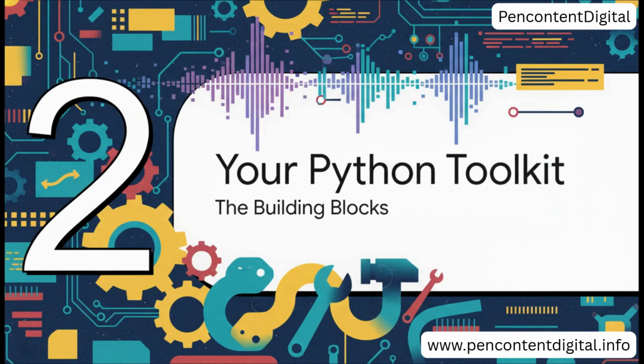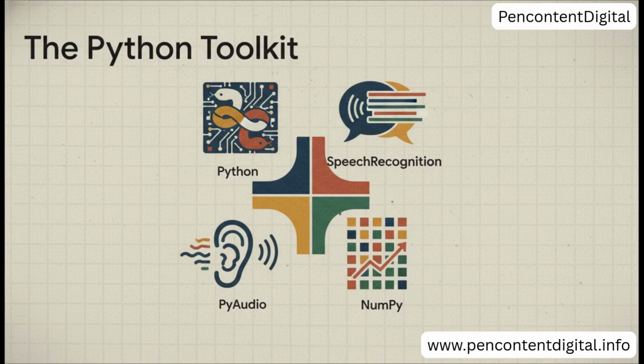Okay, so like any good construction project, you need the right tools. And for our digital assembly line, our toolkit is going to be built using Python. So let's take a look at the essential pieces we need to get this thing running. So, first up, you've got Python itself. That's kind of like the factory floor, the foundation for everything. Then, you need the speech recognition library. This is the star player, the main machine that does the heavy lifting of translation.